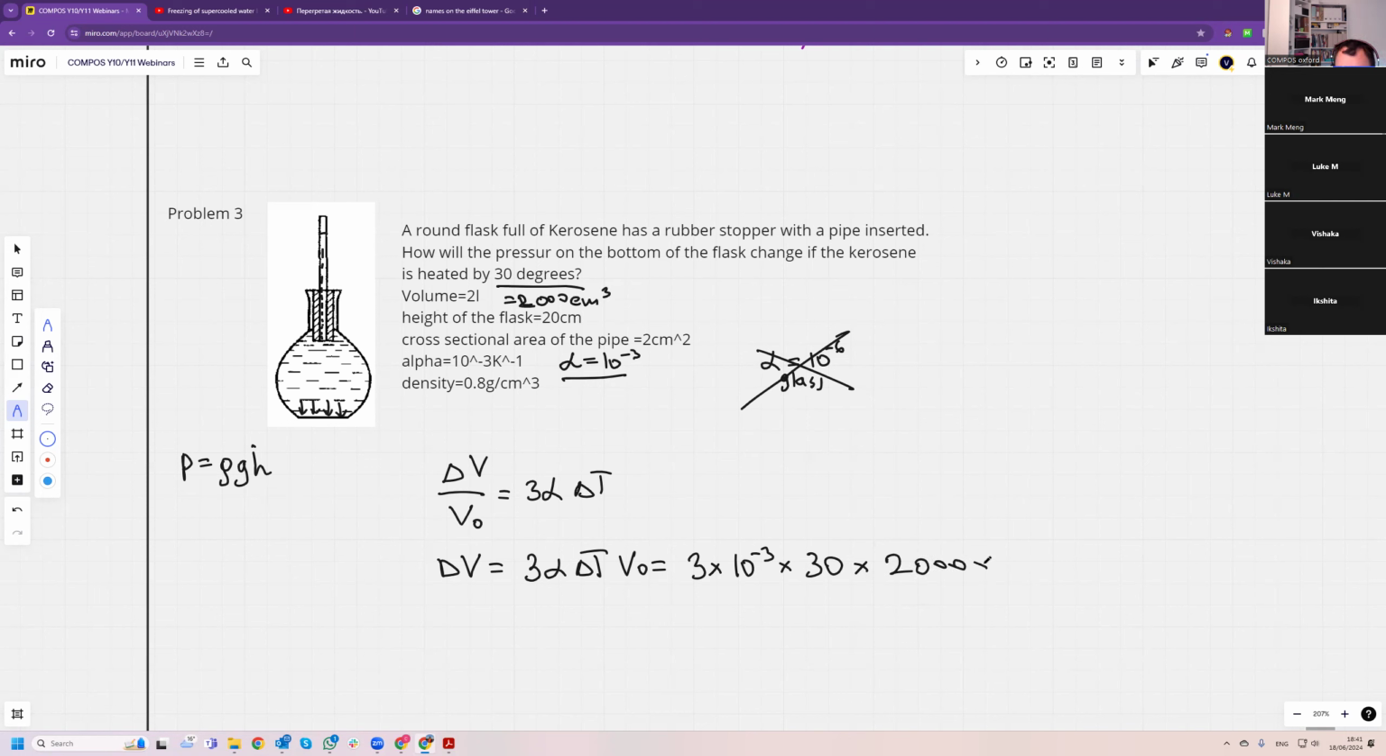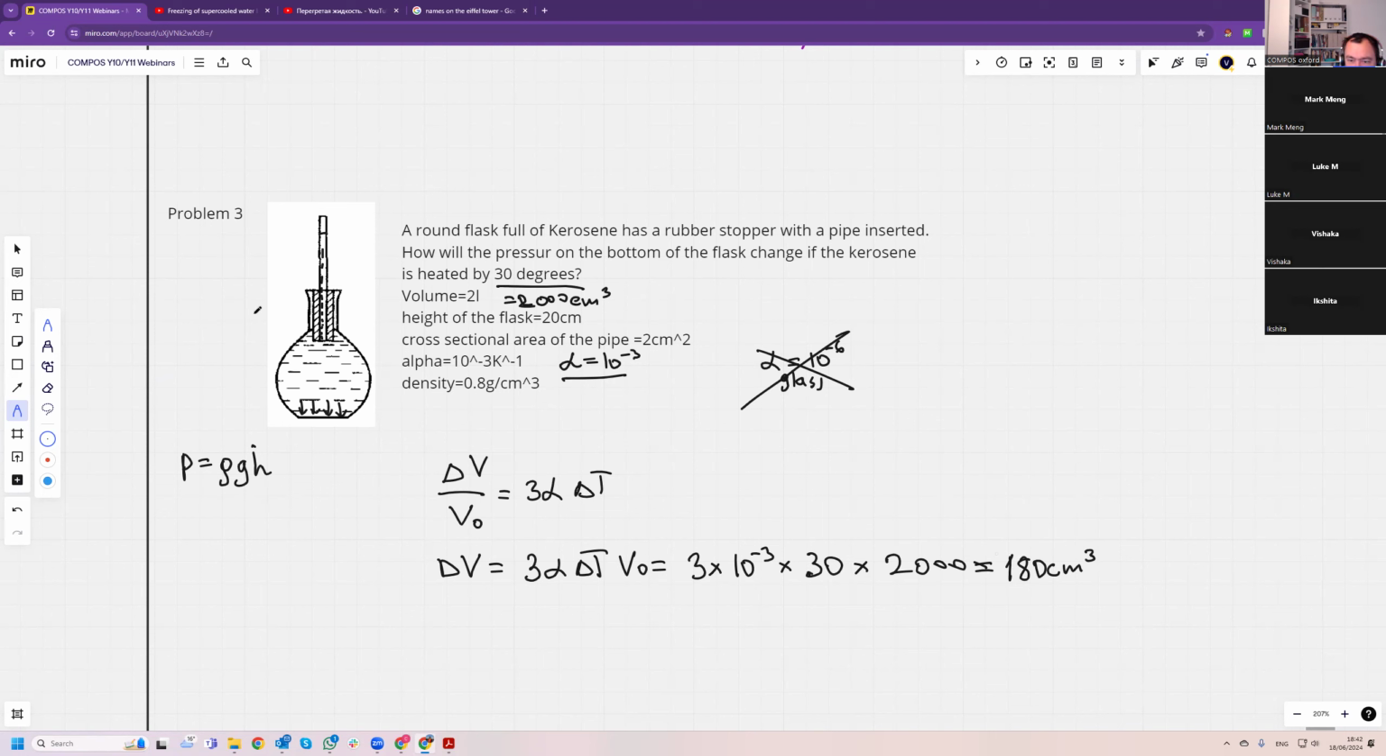2,000. So 3 times 3, 9, 180. Oh, 180 cubic centimeters. That's a massive increase. Did I do something wrong? So 3 times 0.001 times 30 times 2000. No, it's 180 cubic centimeters.